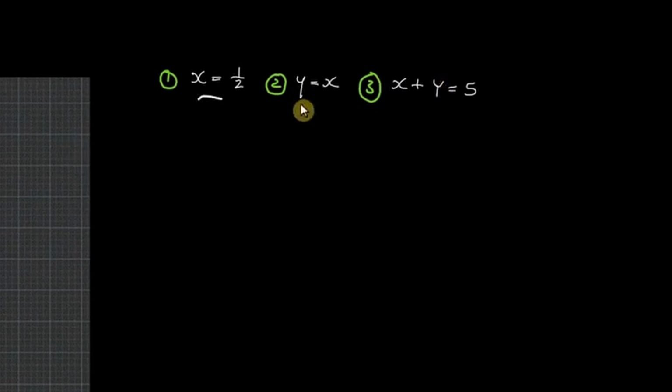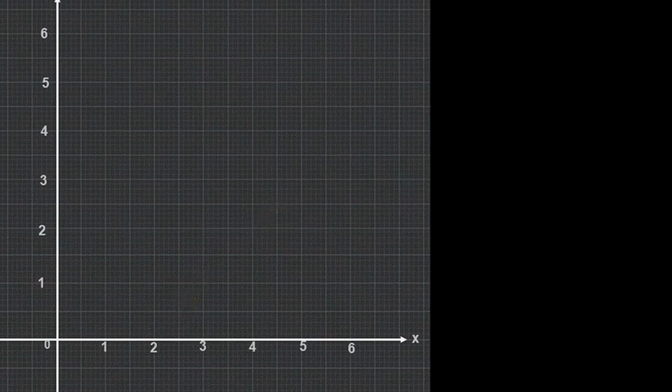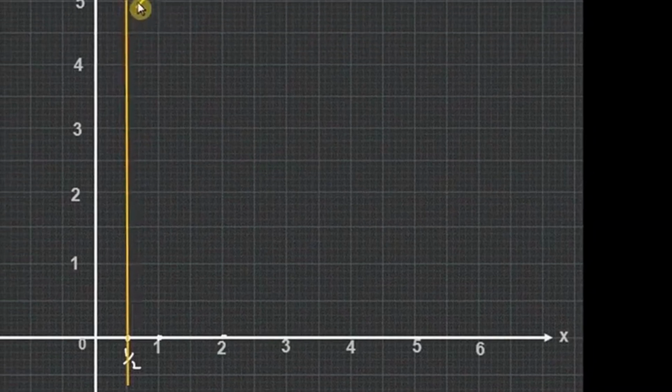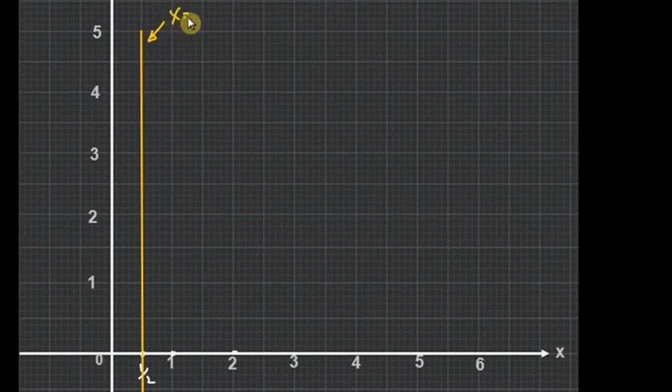Okay, so in question 4b, we're asked to draw 3 lines: x is equal to half, y is equal to x, and x plus y is equal to 5 on the same graph. So let's proceed to do that. So x is equal to half. This is a straight line parallel to the y-axis. So this is x is equal to 1, x is equal to 2, so x is equal to half will be right here. This is a straight line parallel to the y-axis, so let's draw that line. So this is our line, x is equal to a half.